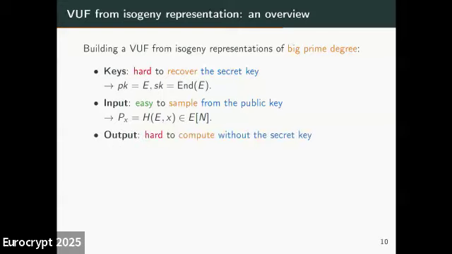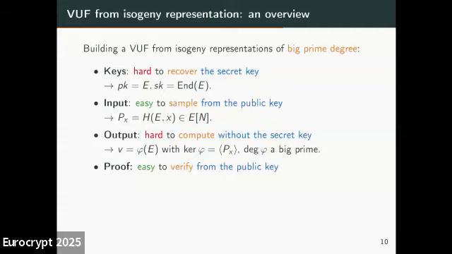Then there is the output of my function, and this one needs to be hard to compute without the secret key. It's pretty nice because it turns out that from my kernel representation, in general, I don't have an efficient algorithm to evaluate my isogeny. So my output is going to be the evaluation of the isogeny on the curve. This means I just take the codomain of the curve, and this one is supposedly hard to compute from the kernel representation.